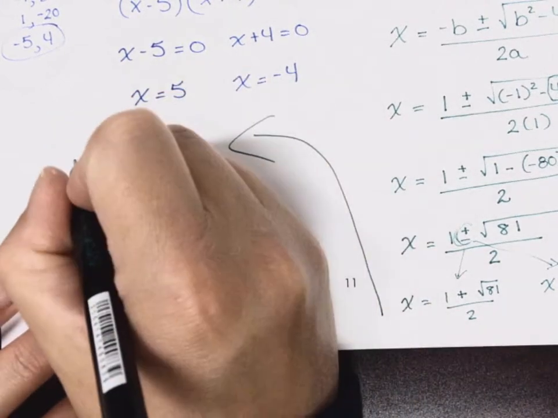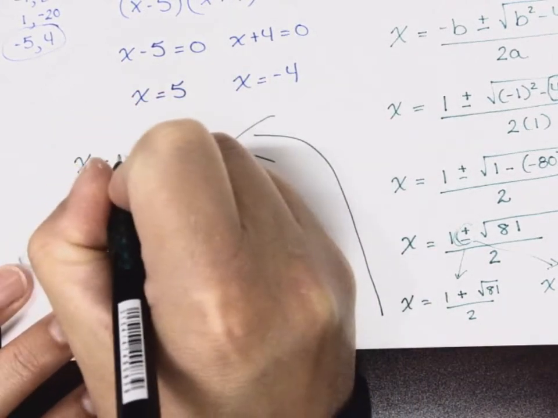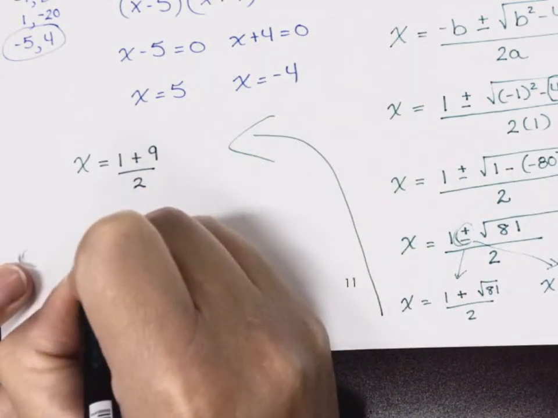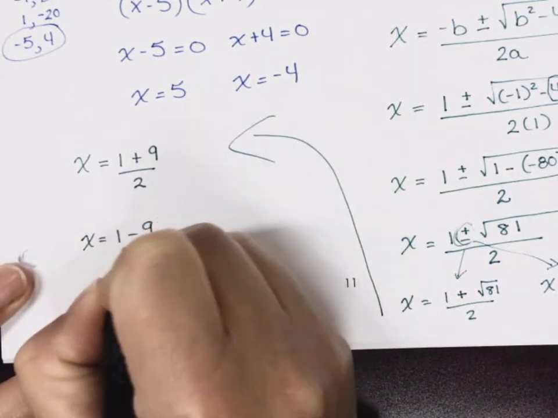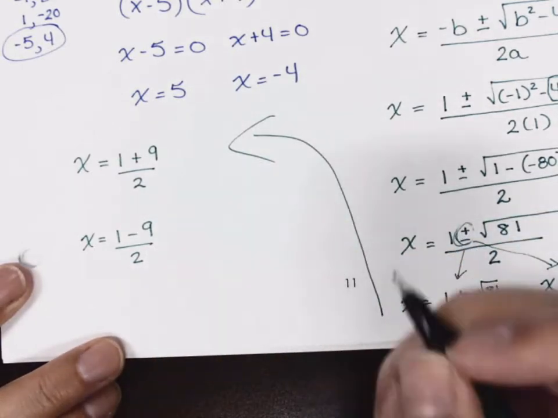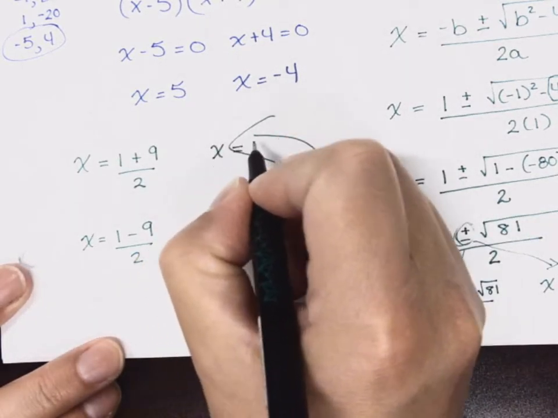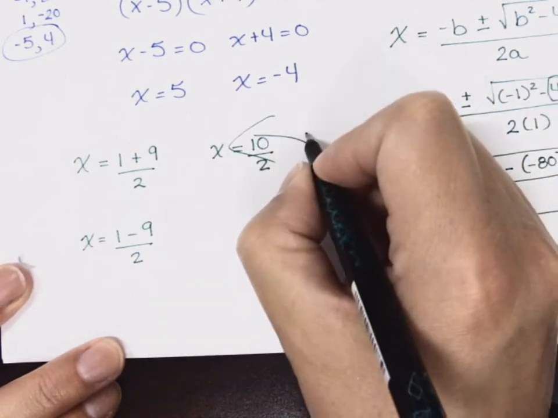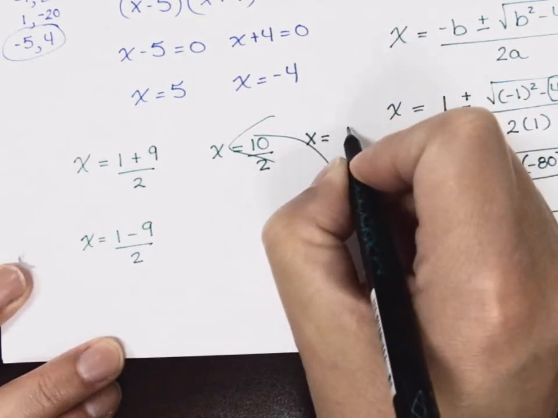So what's the square root of 81? 9. So x equals 1 plus 9 divided by 2, and I'm going to have x equals 1 minus 9 divided by 2. So x equals 10 divided by 2. What is that? What's 10 divided by 2, folks?